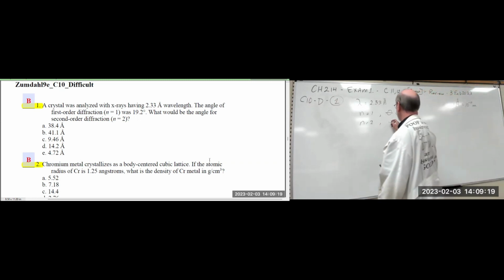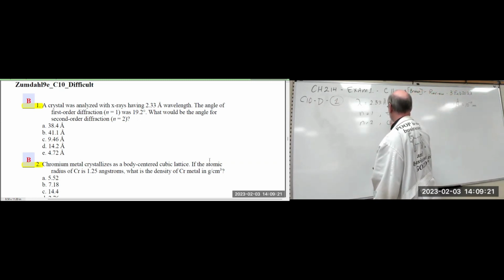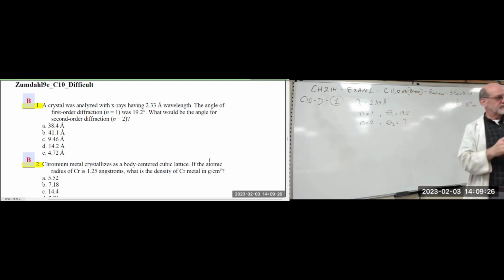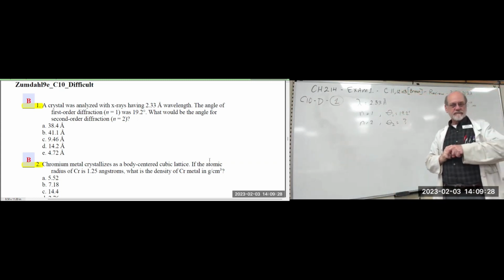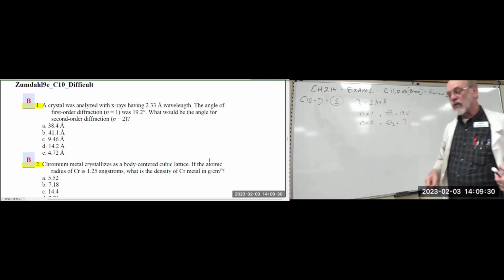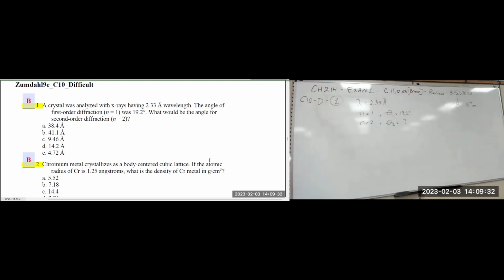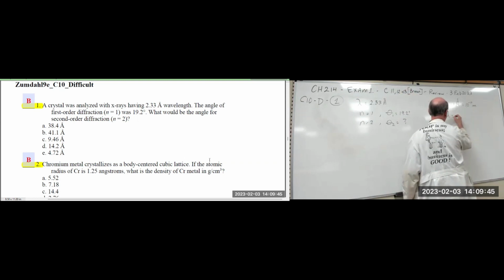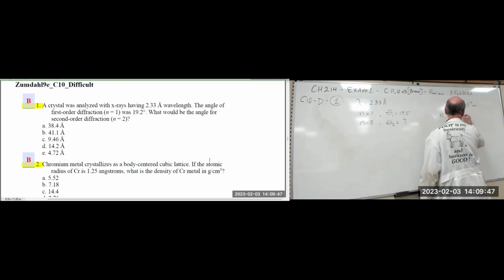What we're looking for here, if this is theta 1, then theta 2 is equal to something. We don't know what it is. That's the question. Okay, so we need the Bragg equation, and it should be in useful information. All right, there it is, Bragg. n lambda equals 2d sine theta.